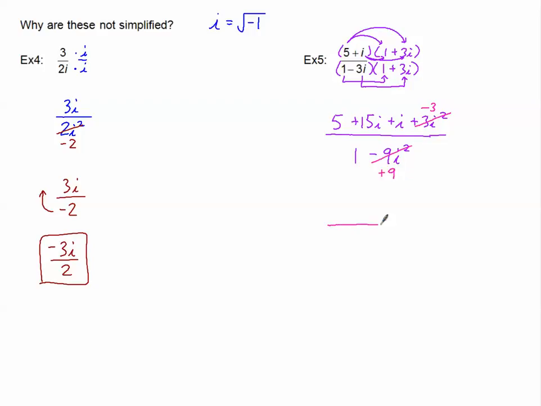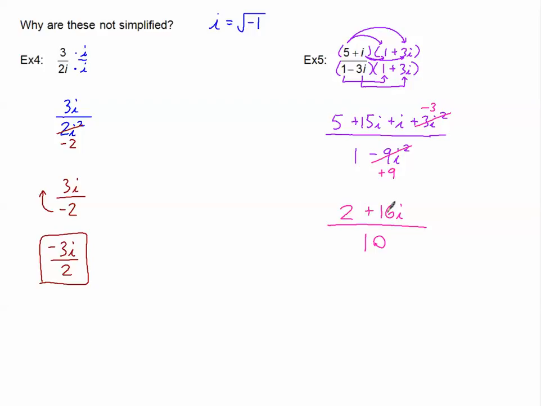So now let's see what we've got. I've got 5, -3, so that makes 2. 15i and 1i make 16i. And 1 plus 9 is 10. Perfect. So I've simplified it. I've rationalized. There's no more radical in the denominator, but one more thing can happen. I'm looking at all three locations, and all three locations are even numbers.